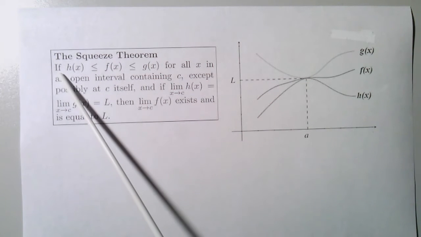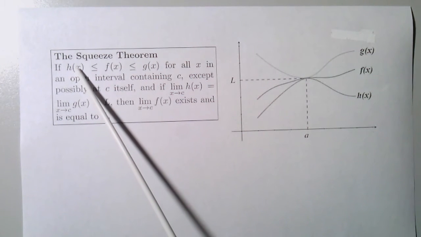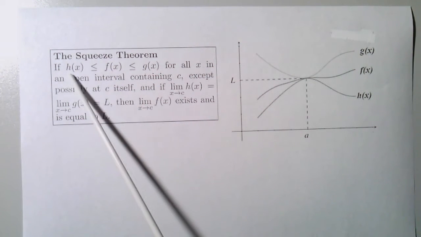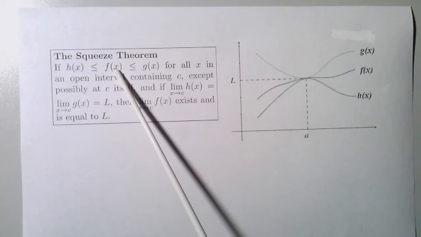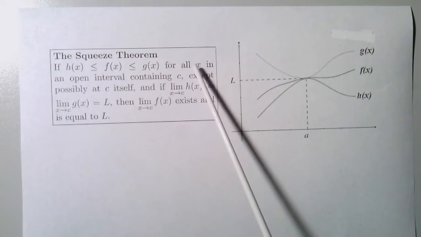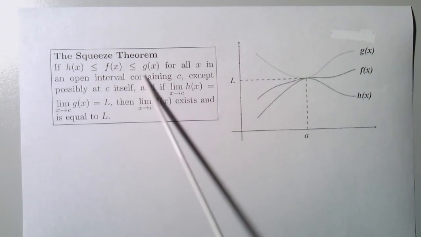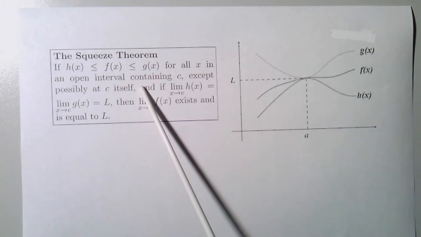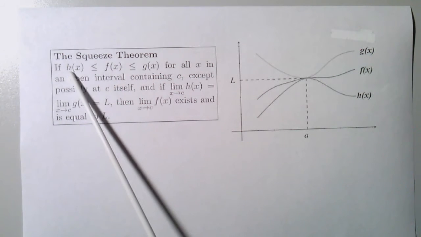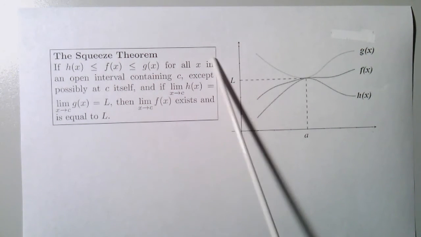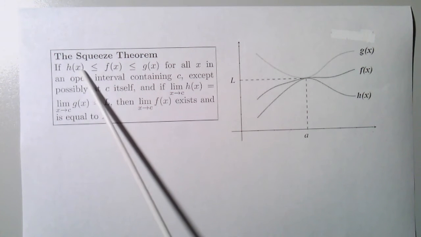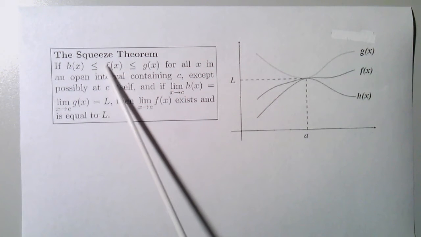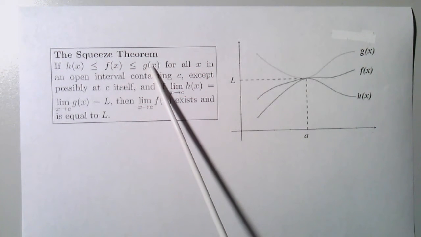If you have three functions h, f, and g that satisfy this condition: h(x) is less than or equal to f(x), which is less than or equal to g(x), for all x in an open interval containing c, except possibly at c itself. What does that mean? It's going to hold for any x, but at c, that inequality may not be true, because at c the function may not be defined there.